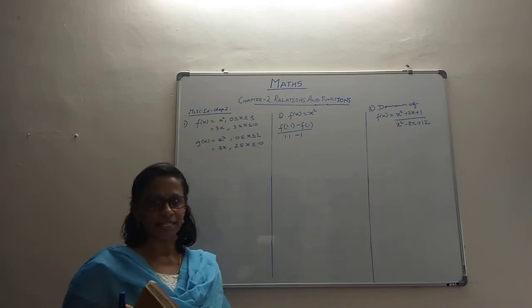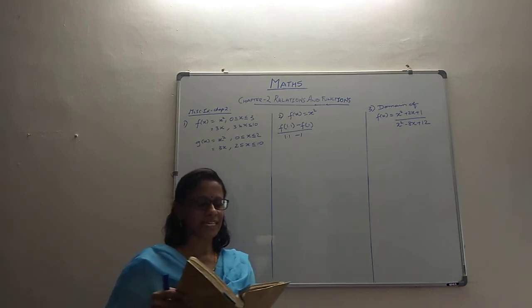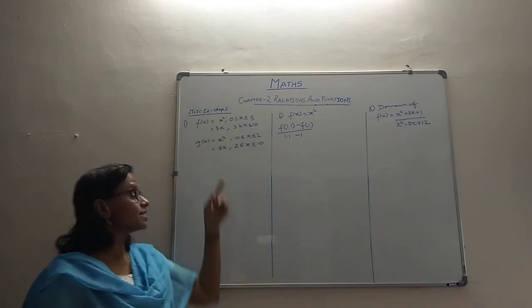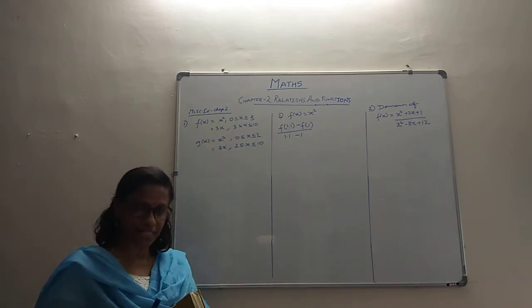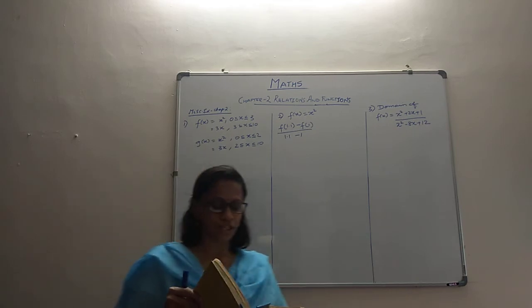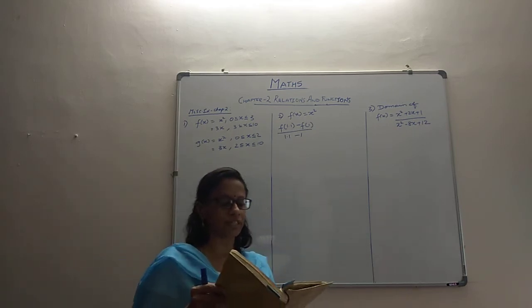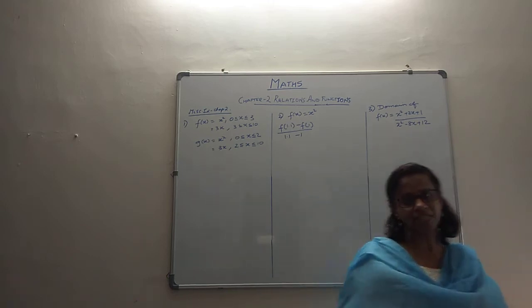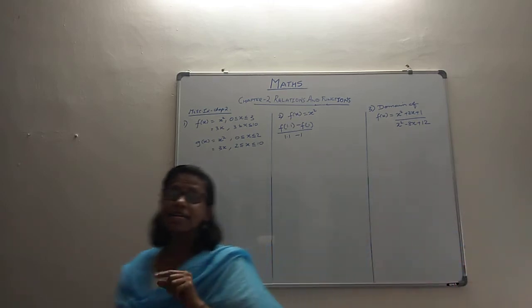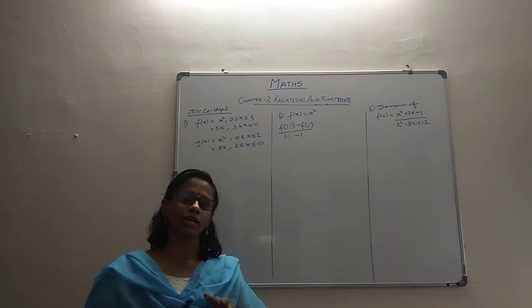The first question says that the relation F is defined like this, it's there on the board, and the relation G is defined like this. They ask us to show that F is a function and G is not a function. They are also telling us that F is a function and G is not a function. Now why it is so, you have to work it out and show.